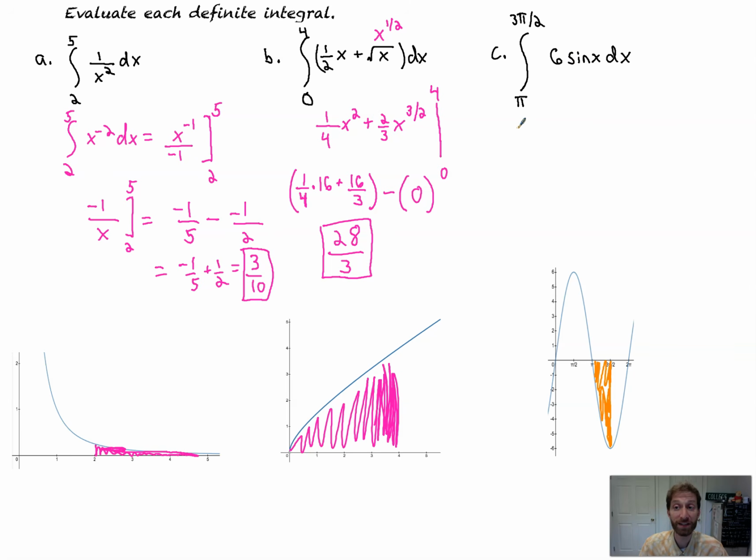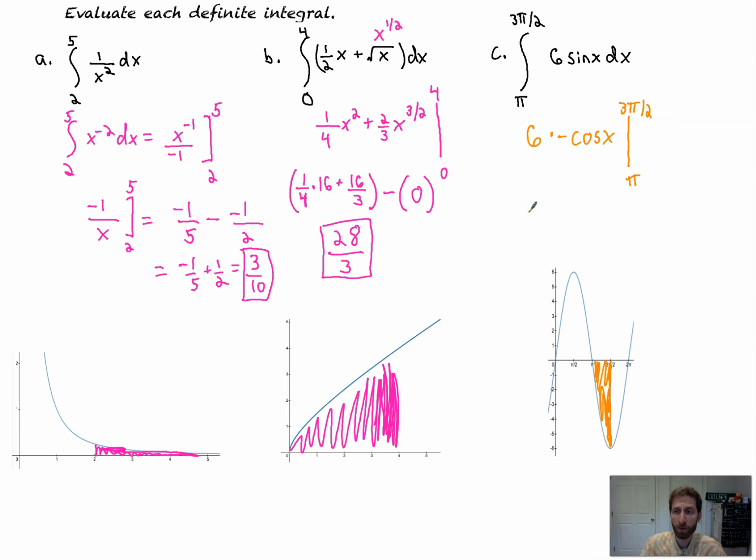Well, we can factor out that 6 if you want. I'm just going to kind of hold it there. And I'm going to anti-differentiate. So that's going to be 6 times negative cosine x, because the derivative of cosine is negative sine. We need that negative to make it positive sine. And that's going to be evaluated from pi to 3 pi over 2. Okay, let's rock and roll.